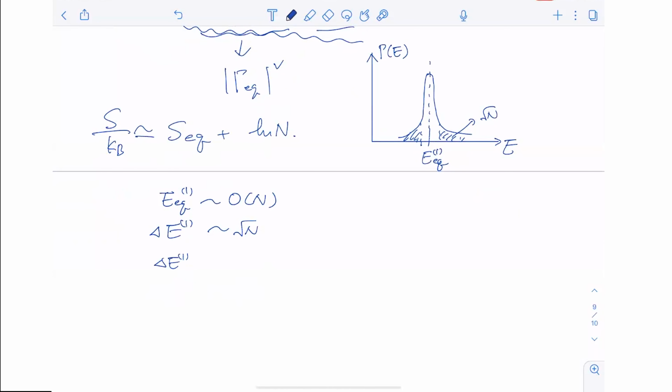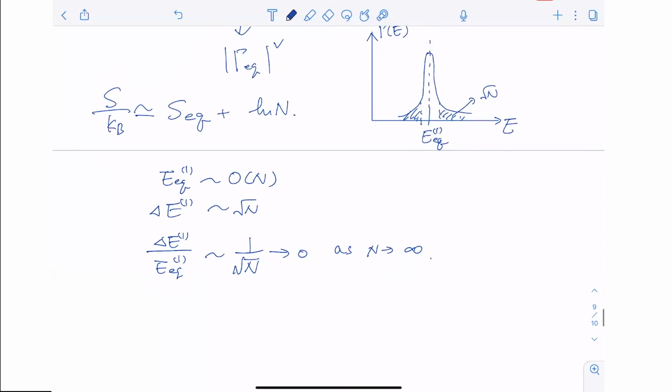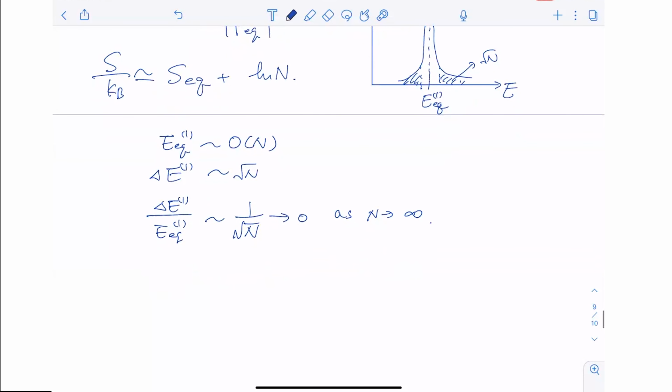And again, the relative error of the energy will go like 1 over square root of n, and it will go to 0 as n goes to infinity. So this is very similar to the central limit theorem type of analysis that we have done in the previous examples. But it also tells us that this fluctuation of n is basically of statistical nature.